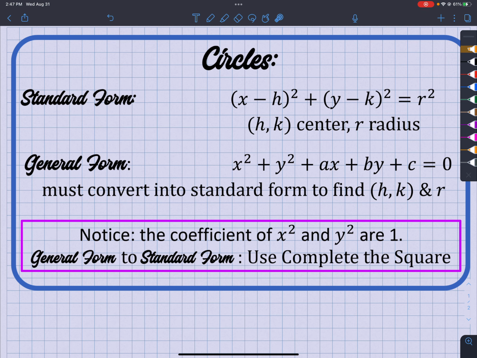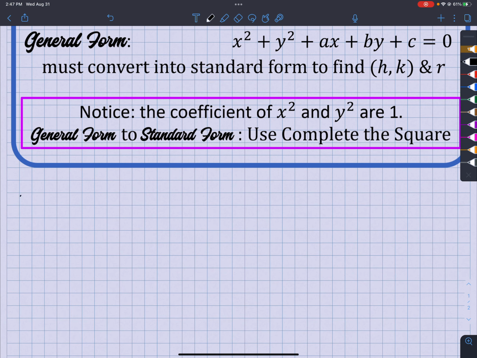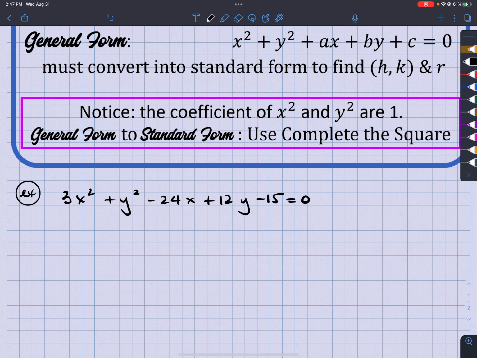So let's take for example, let's say I'm using 3x^2 + y^2 - 24x + 12y - 15 = 0. So with completing the square, the main thing is that the a has to equal 1. Oops, I forgot. I missed a point here. This should be a 3y^2.